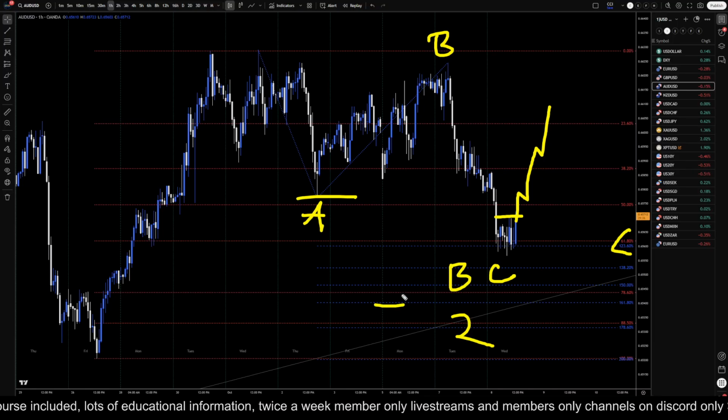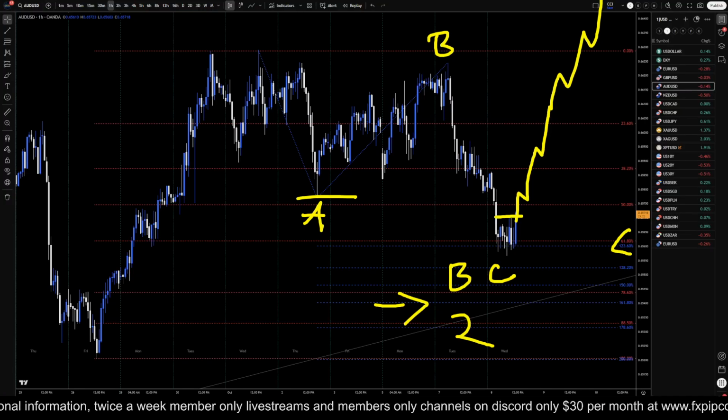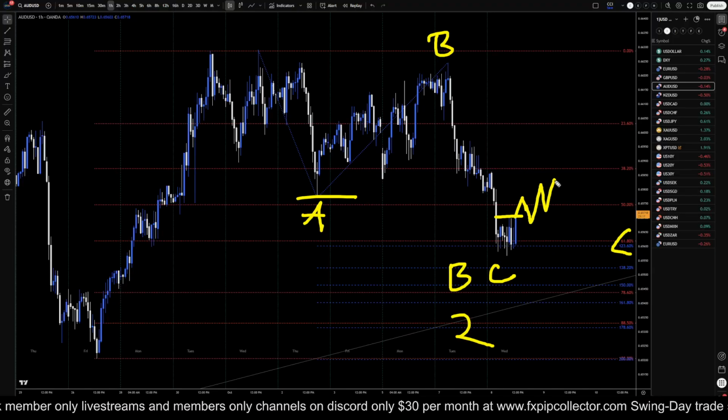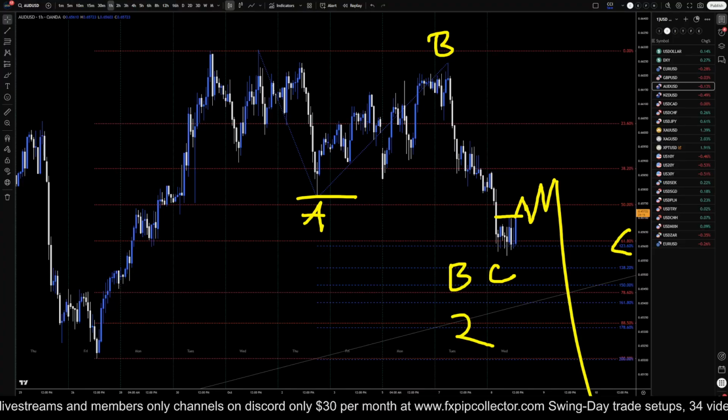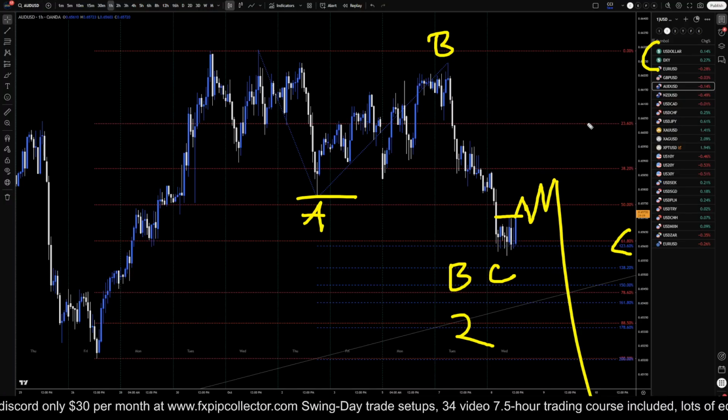Because if this really is the end of a wave B or 2, then it would have to be impulsive up. If it does anything besides make impulsive up, if it starts to become very overlapping, then more than likely it's gonna continue the higher time frame downtrend. Like I said, because of the dollar index, I am actually leaning towards the fact that this may just continue back down.